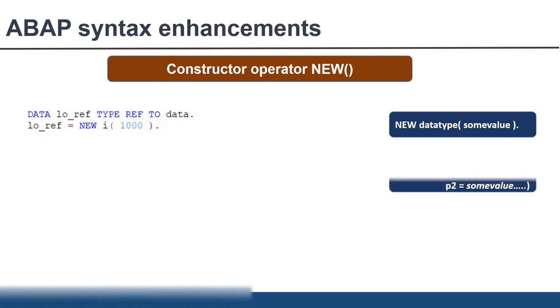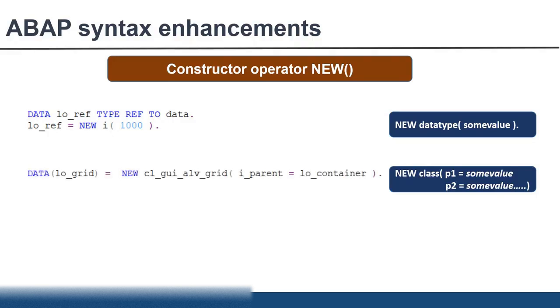Another variation is for creating an instance of a class. This creates an instance of the class and passes parameters to the instance constructor if any. For example, in this case, it is creating an instance of the class CLGUI where it is also passing the values to the constructor parameters.